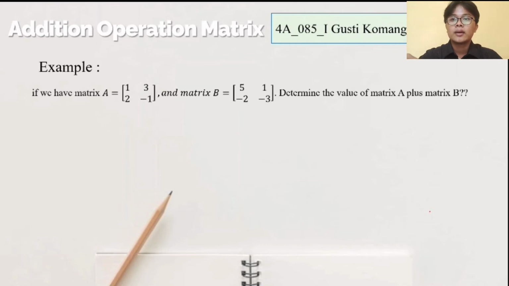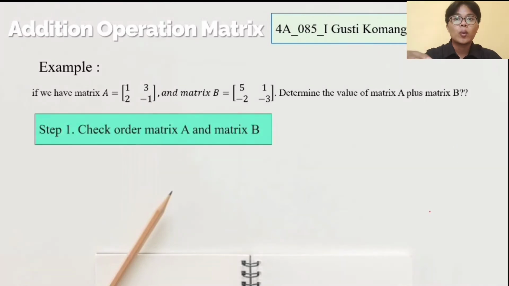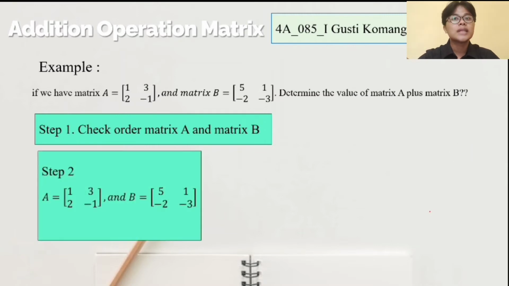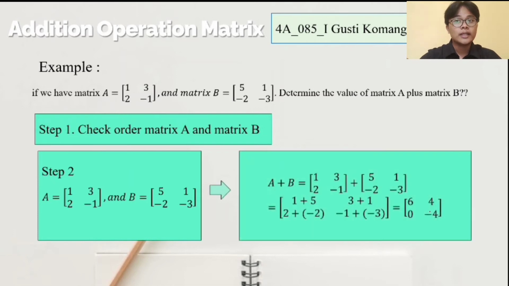Okay, the first step is to check whether matrix A and matrix B have the same order. As the result, A and B have the same order. Then, the addition operation can be performed. The second step is to sum the corresponding elements of matrices A and B. From the question, we get 1 plus 5, 3 plus 1, 2 plus minus 2, minus 1 plus minus 3. Then we get a new matrix with elements 6, 4, 0, and minus 4.